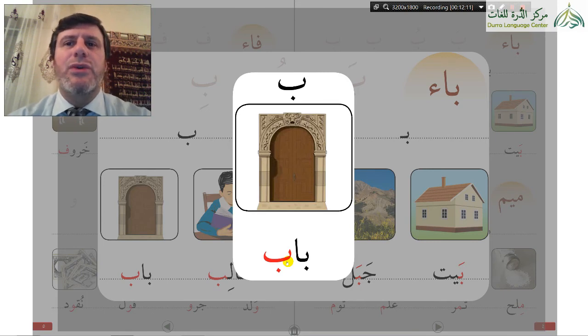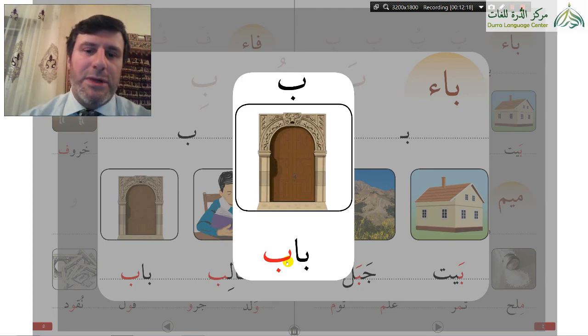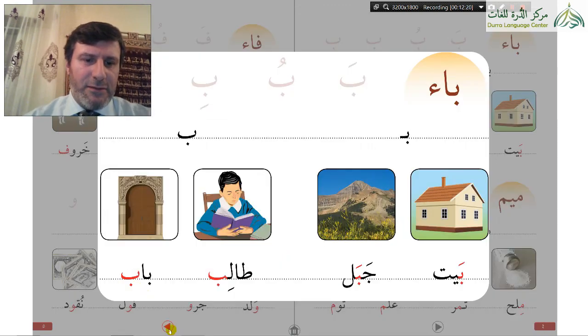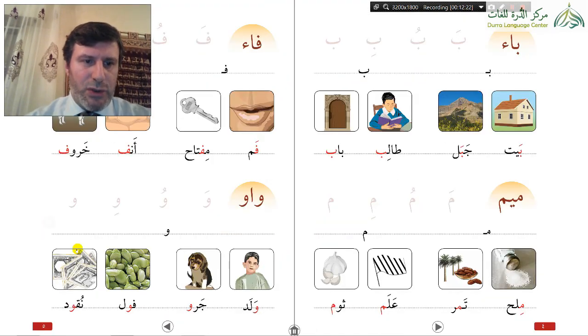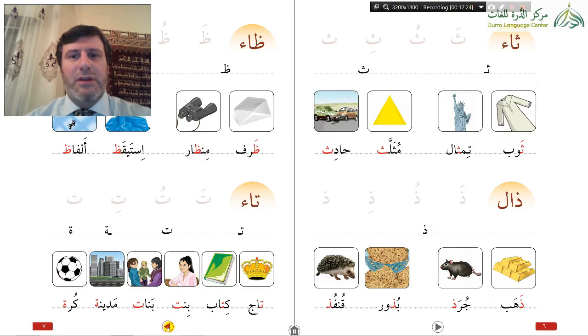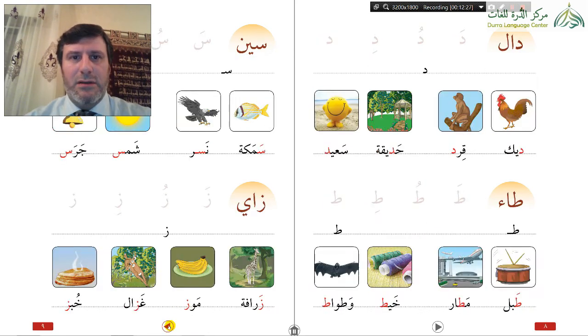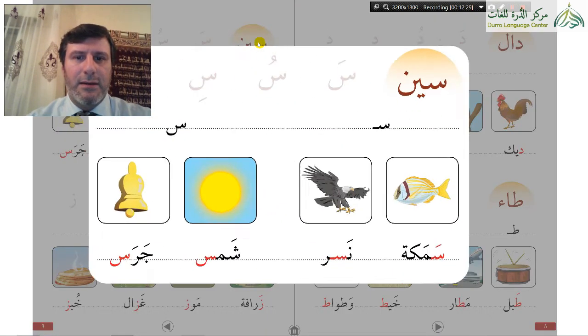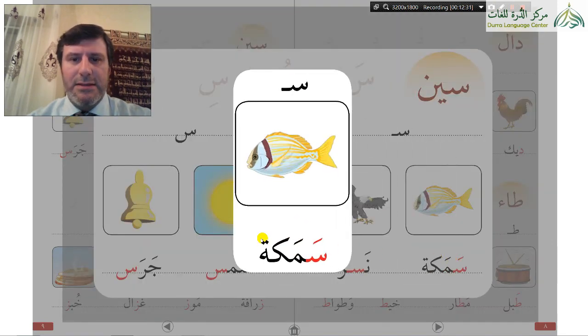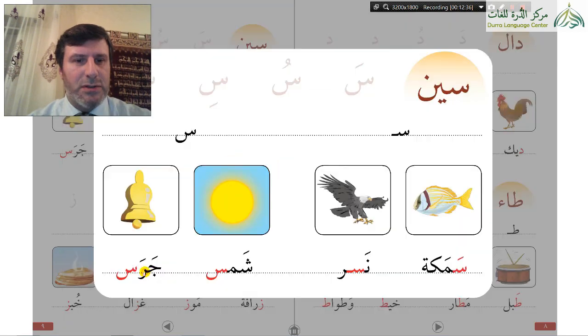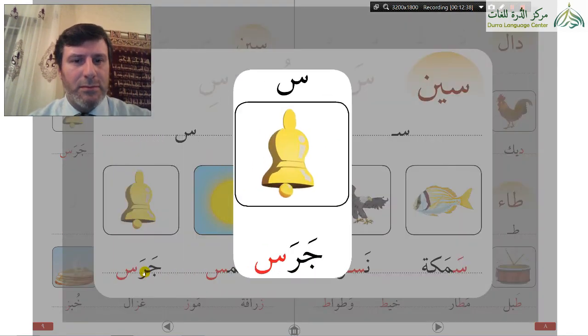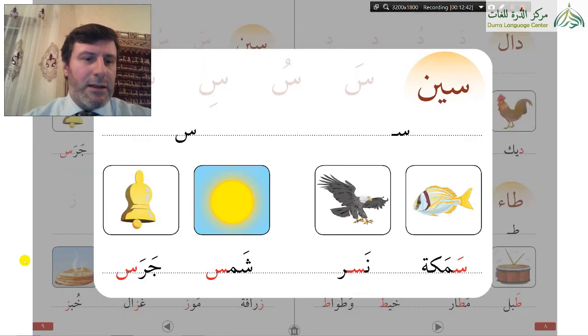In the next session, we'll go through the remaining letters and we'll practice writing each letter in its 4 formats. But before that, let's flip just to show you other examples of other letters here. For example, sin. Here's samaka. Jaras. And so on.